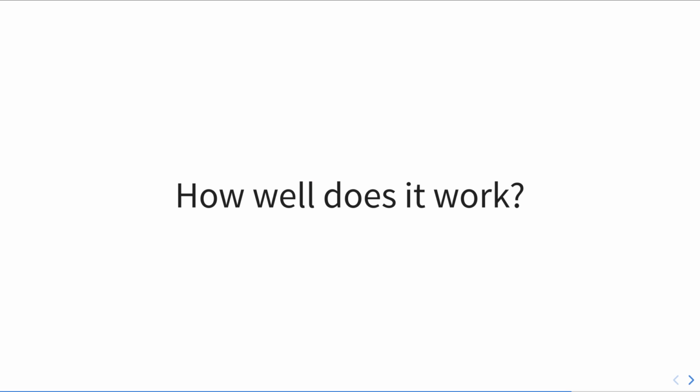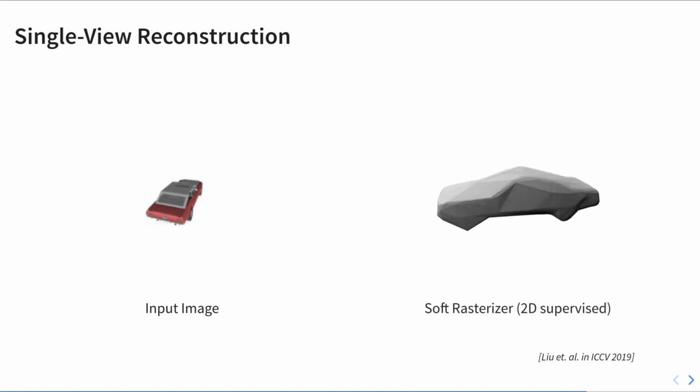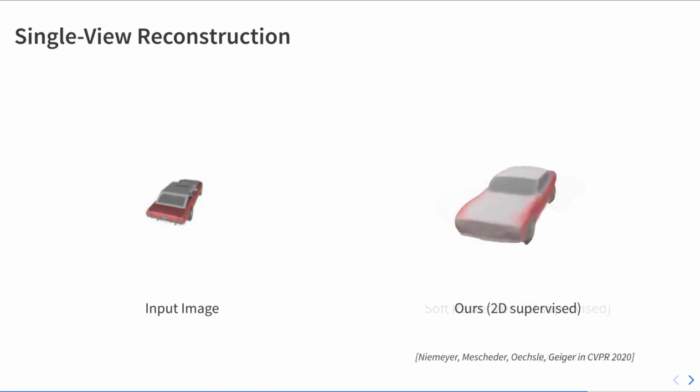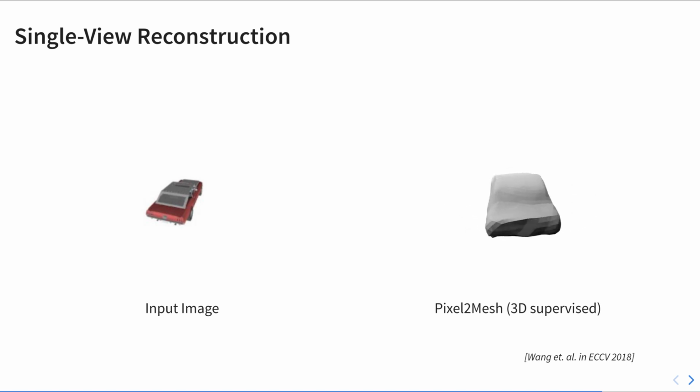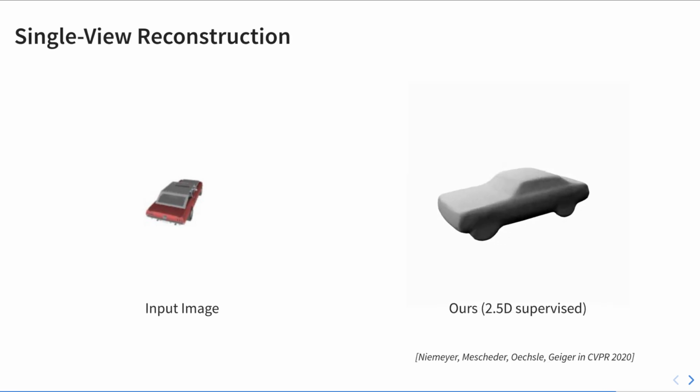Now, how well does it work? First, we again have a look at the task of single view reconstruction, where the goal is to infer the 3D geometry of an object given a single view. We start with a 2D supervised mesh-based baseline and then our 2D supervised model. Next, we show a 3D supervised mesh-based baseline and then our 2.5D supervised model.